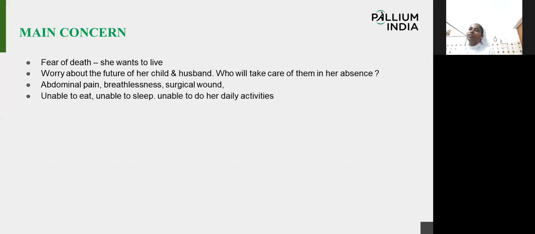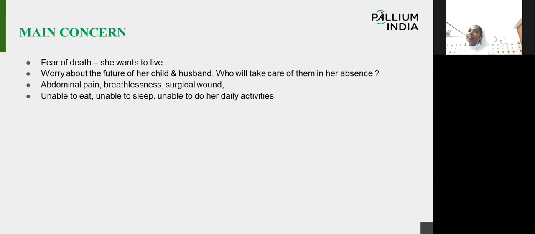So the main concern for her was fear of death. She wanted to live. I could feel her pulse. From the very beginning, she was fighting with death. She had a longing to live. Another concern was her worry about the future of her child and her husband. Who will take care of them in her absence?